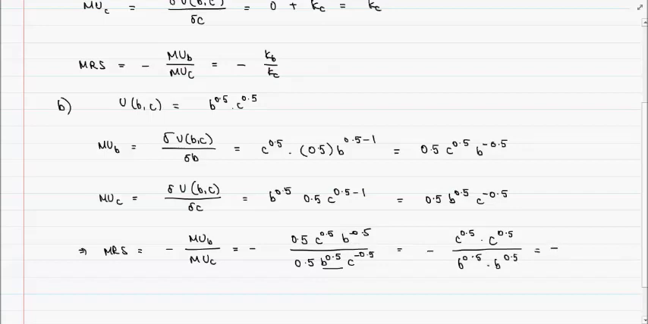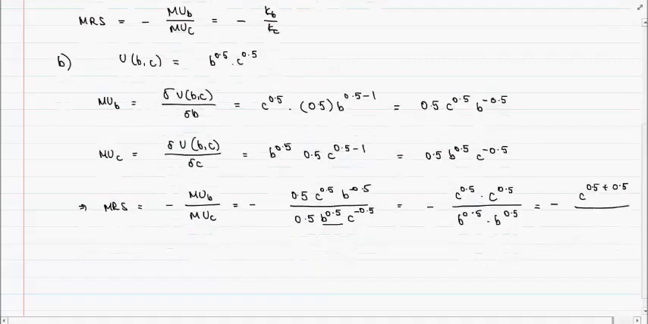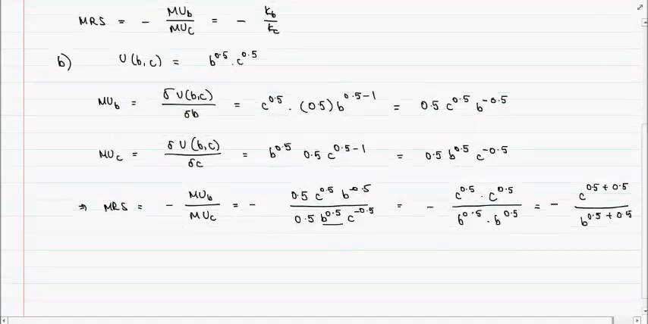Now c^0.5 times c^0.5 becomes c to the power 0.5 plus 0.5. That's the power rule. And b again is very similar, 0.5 plus 0.5. And so that will give you negative c to the power 1 over b.